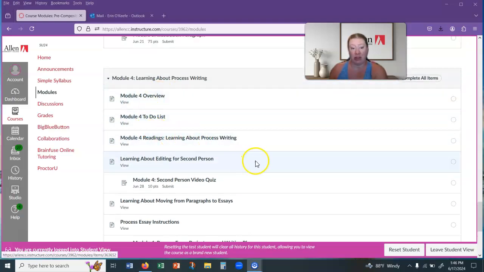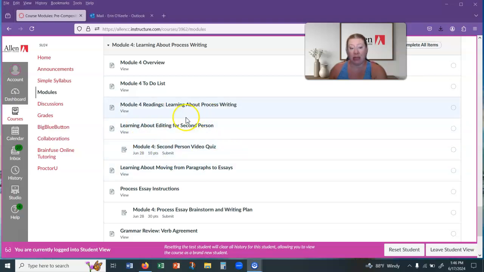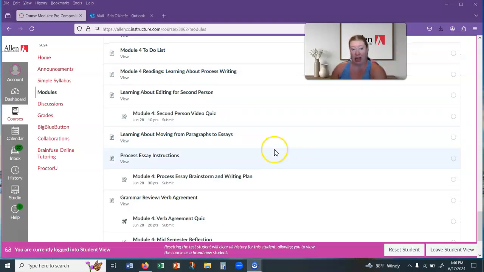You've got some readings to do. You'll learn about some second person as well, and then some more about moving from paragraphs to essays. So there's going to be quite a bit of reading in this module just because we're trying to transition between writing at the paragraph level to writing at the essay level, which some of you might be familiar with and some of you may need a lot of review of some of those ideas.